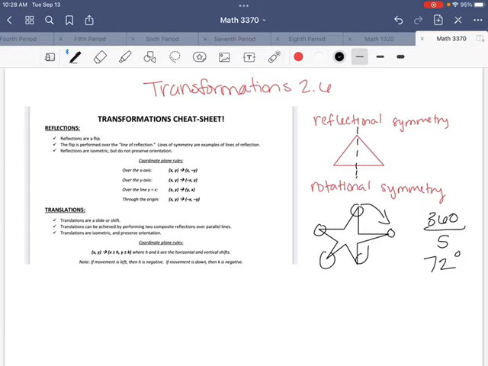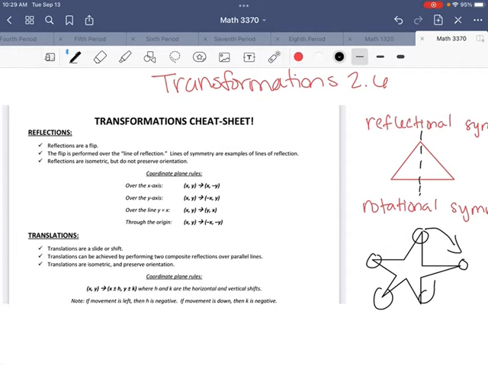Now, I just took these screenshots from Google to talk about the rules. It says reflections are a flip. The flip is performed over the line of reflection. Lines of symmetry are examples of lines of reflection. Reflections are isometric, but do not preserve orientation. So whenever you reflect something across a certain axis, it's not going to change the size; your shape's still going to be congruent. It's just going to change the orientation, like it mentioned.